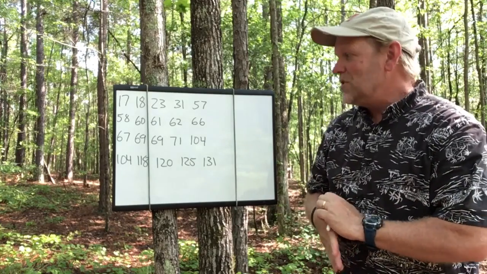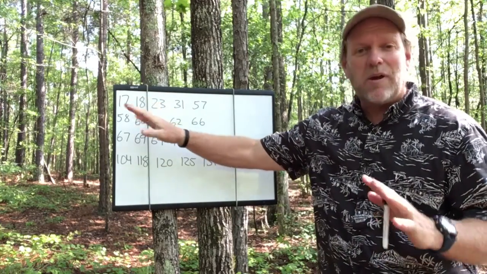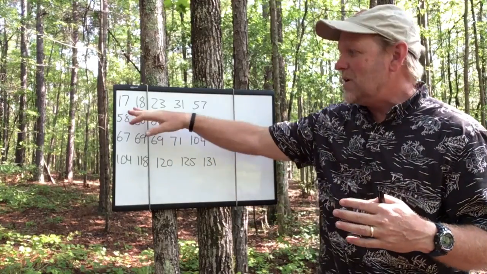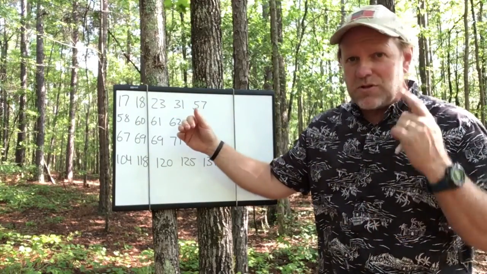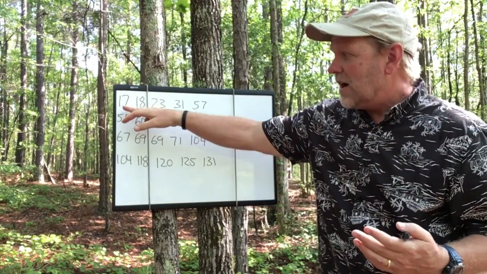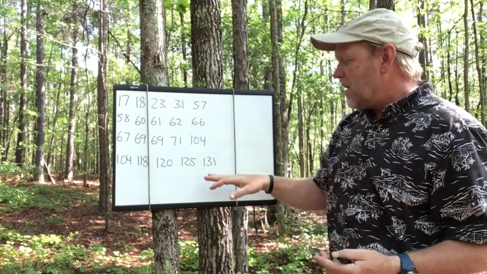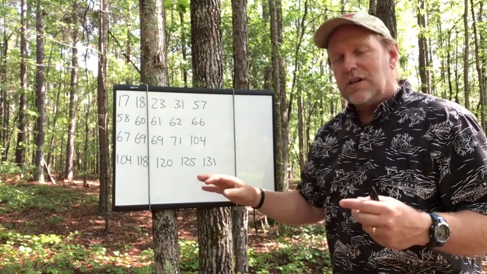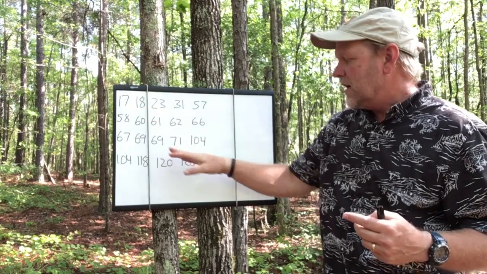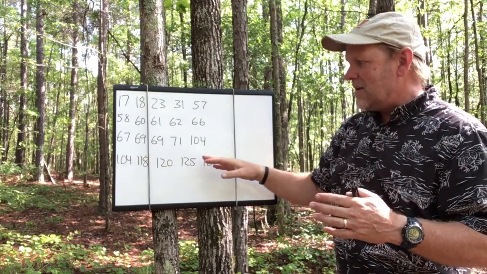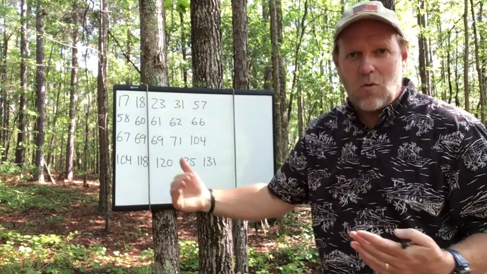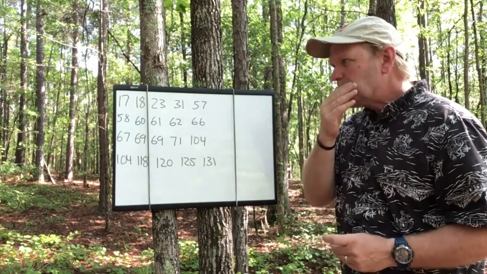And all you're simply doing is you're taking your first value. By the way, when you list these values, you want to put them in ascending order. So you take your lowest values. This one was 17 centimeters. My highest value was 131 centimeters. So I basically took from here to here, and I just listed them in order in ascending value. Okay.